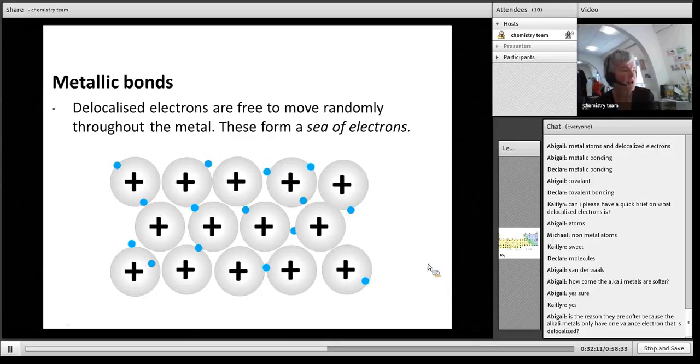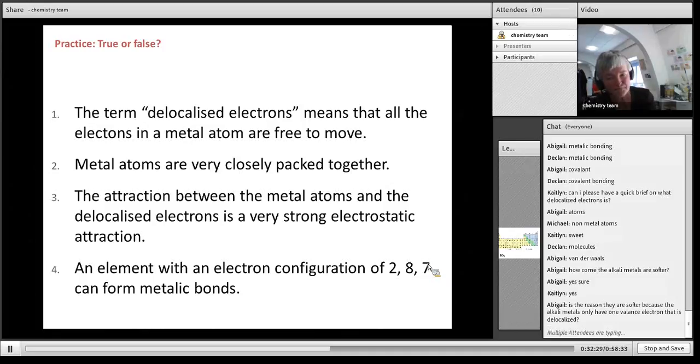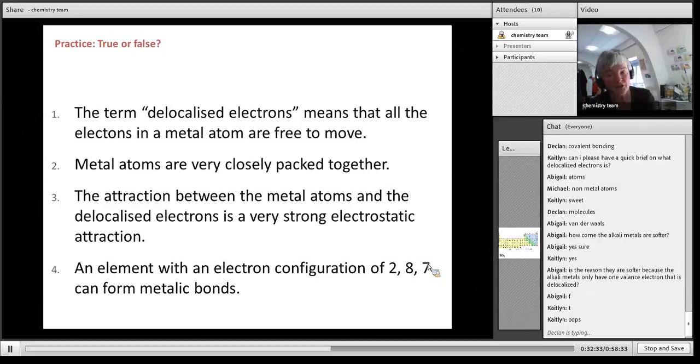Okay, Abigail? Right, so let's have a quick test. True or false? So you just have to say T or F in your answer. The term delocalized electrons means that all the electrons in a metal atom are free to move. True or false? False. Okay, it is actually false because the trick is in that word all. Only the valence delocalized electrons can move.